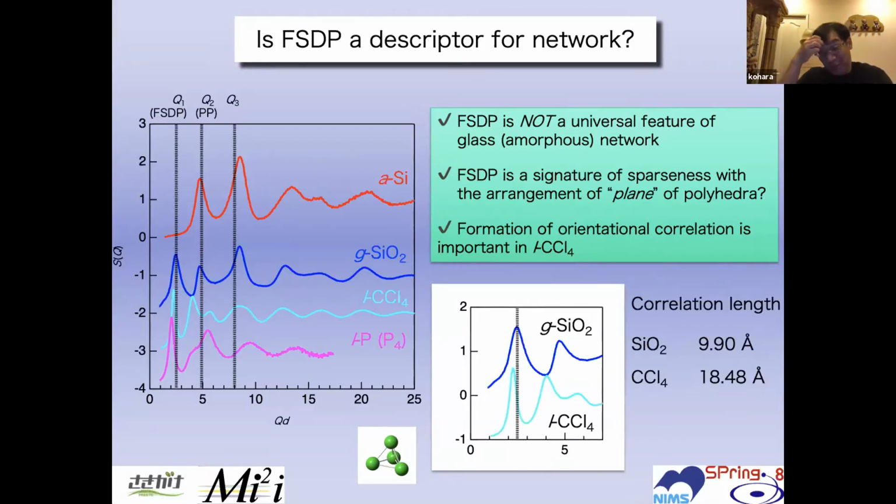Another important point: if we compare first sharp diffraction peak of silica glass with carbon tetrachloride, obviously FSDP is much sharper in liquid. Glassy phase has very broad FSDP in comparison with carbon tetrachloride. But how can we understand this, liquid and glass completely different, but FSDP is very sharp in liquid? So let me discuss this topic later.